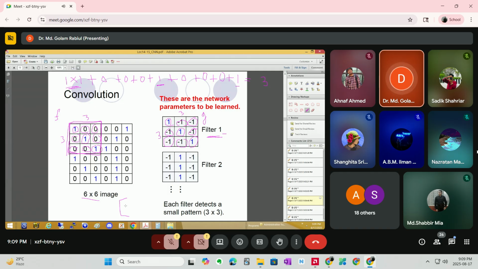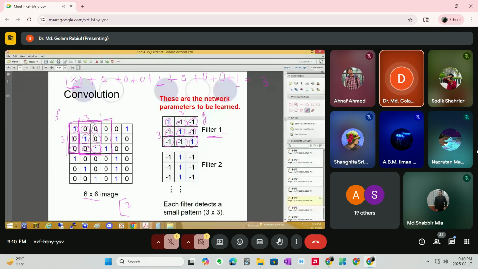That means we will get the 3. Then what we have to do? We have to shift this one. If we consider just shifting one bit, this one bit shifting is called the stride of 1. Stride 1. So that means each and every time it will shift just one bit. That is the value of the stride equal to 1.